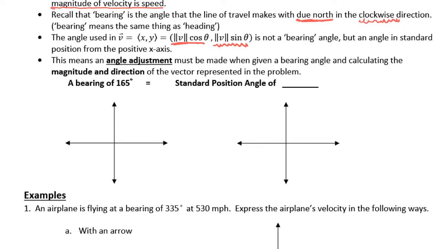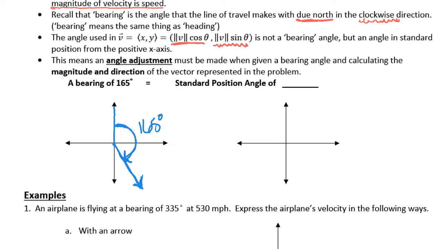Let's take a look at this first piece. It says a bearing of 165 degrees. Let's just draw that. What does that mean? We're going to start from due north and rotate clockwise. This is 90. All the way down would be 180. So we're landing somewhere right about here, 165, about 15 degrees before 180. So this is a 165 degree bearing.